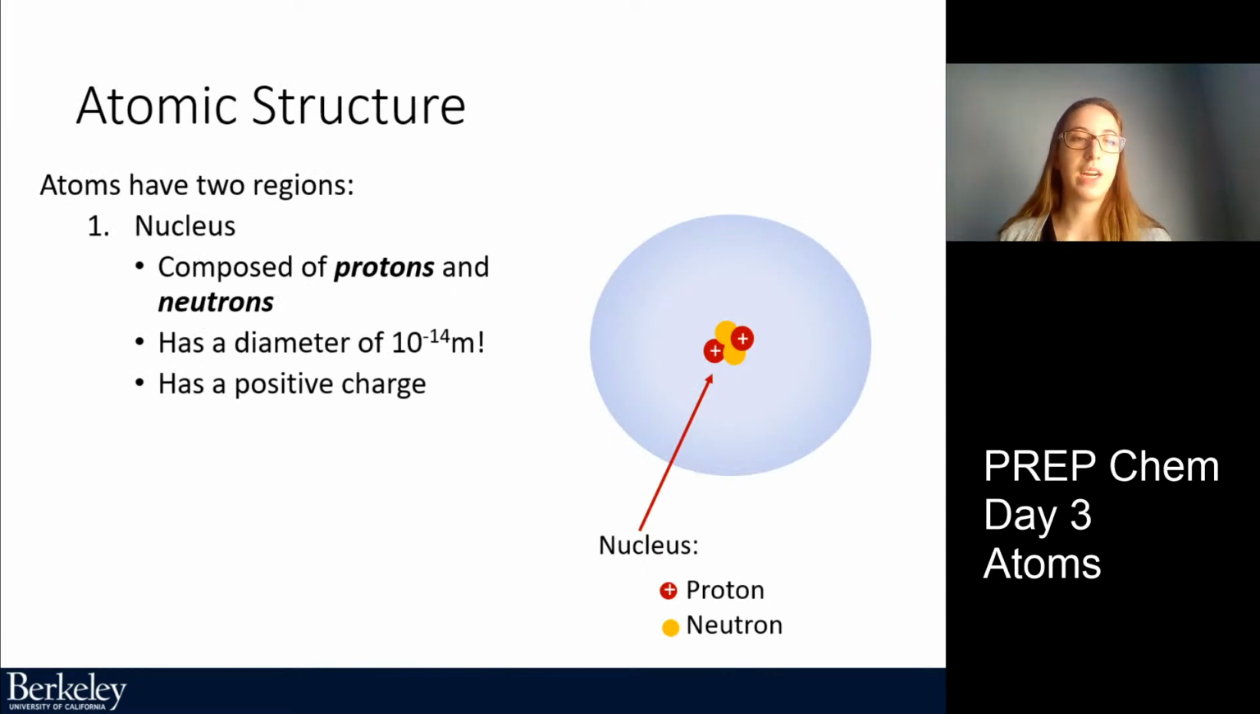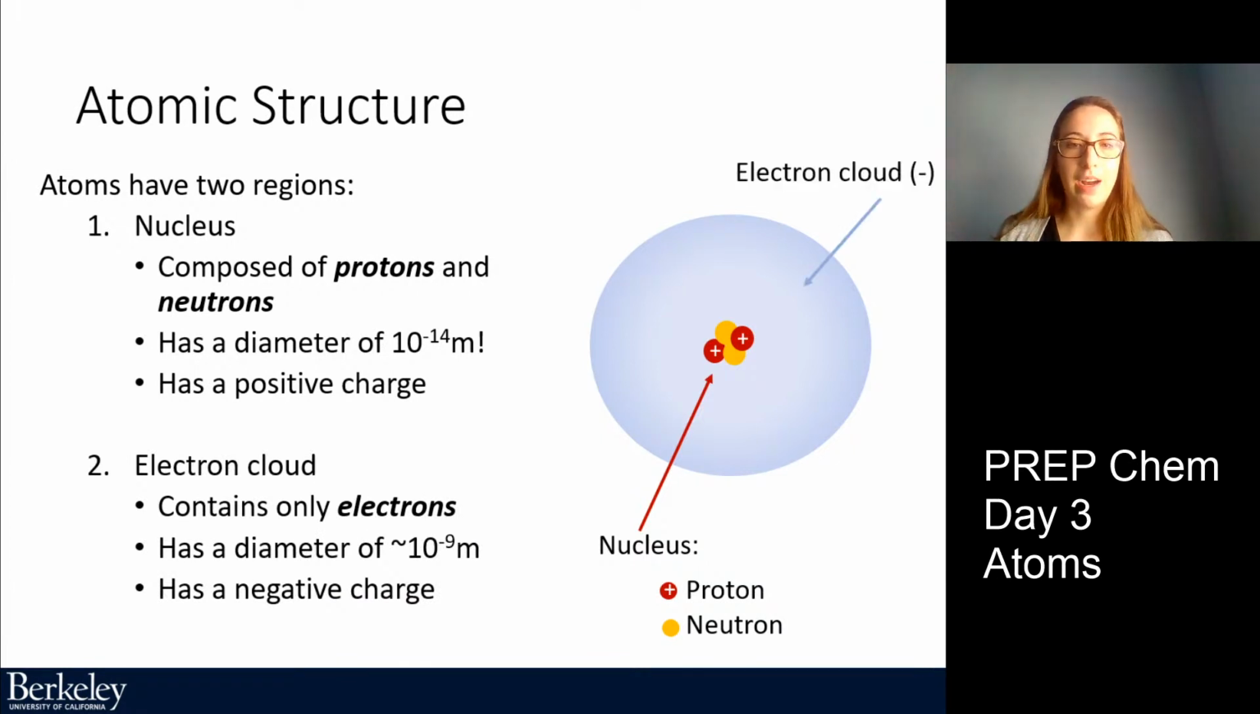Let's briefly discuss atomic structure. The atom has two general regions. The first one is the nucleus. The nucleus is made up of protons and neutrons. It's also extremely small. It has a diameter of 10 to the minus 14th meters. Because it's composed of neutrons, which have no charge, and protons, which are positively charged, the nucleus overall has a positive charge.